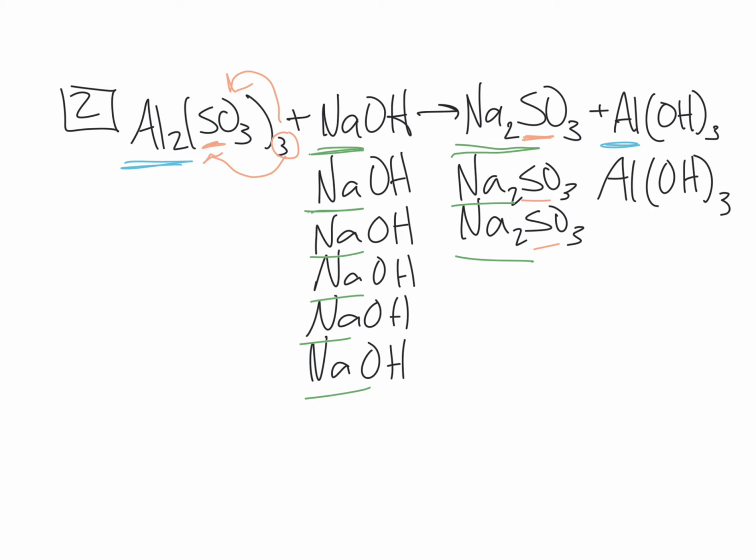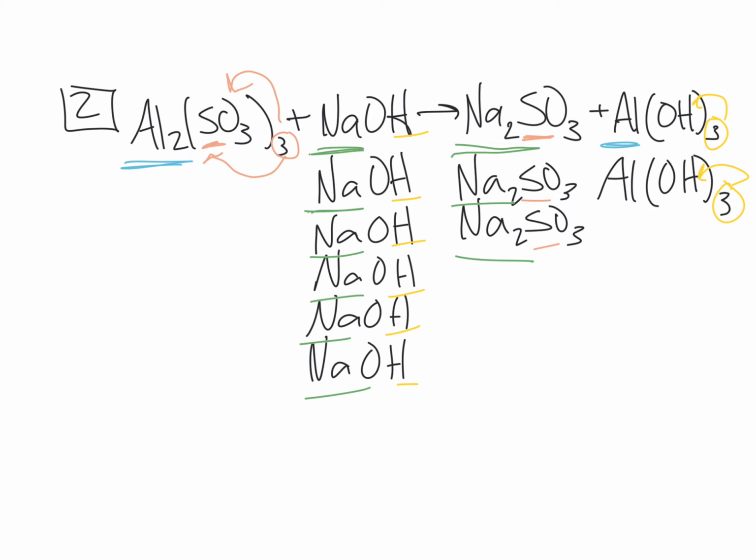So over here on the left-hand side, we've got 1, 2, 3, 4, 5, 6 hydrogen. And on the right, we've got 3 times 1 and another 3 times 1. So 3 plus 3 is 6. 6 and 6 is already balanced. We don't have to change hydrogen.